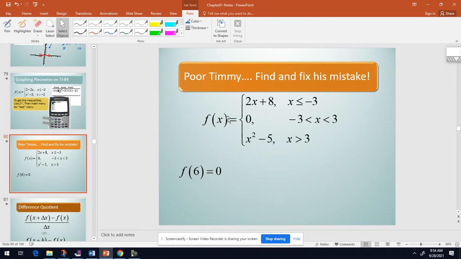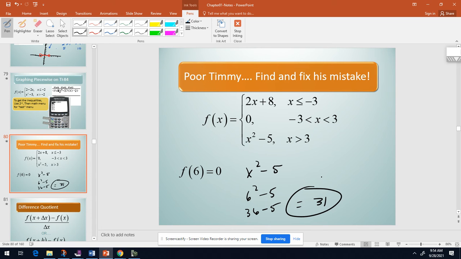Okay. So last problem here. So find Timmy's mistake. We had a problem like this on the quiz. You know, Timmy's saying f of 6 is equal to 0. So I want you to tell me, why is his answer wrong? Okay. I'm assuming that Timmy thought that 6 should have been here. Well, 6 is greater than 3, so I'm supposed to plug that into this equation right here, x squared minus 5. So I should plug in 6 squared minus 5. It's 36 minus 5, which is 31.